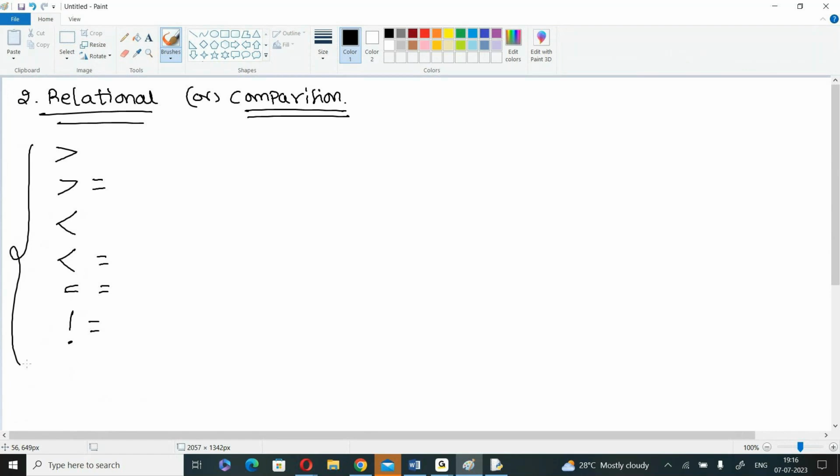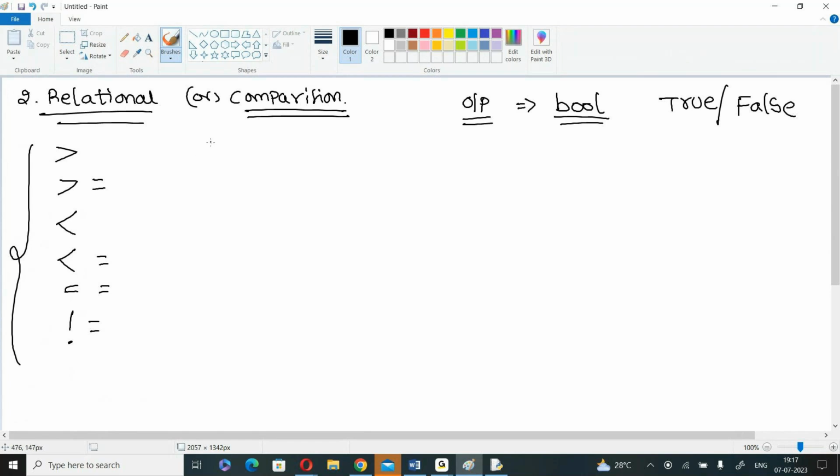Is 5 greater than 3? Your answer is yes or no. If you are doing any comparison, the result is yes or no. In technical terms, the result is true or false. That means the output of a relational operator is always boolean, that means either true or false.